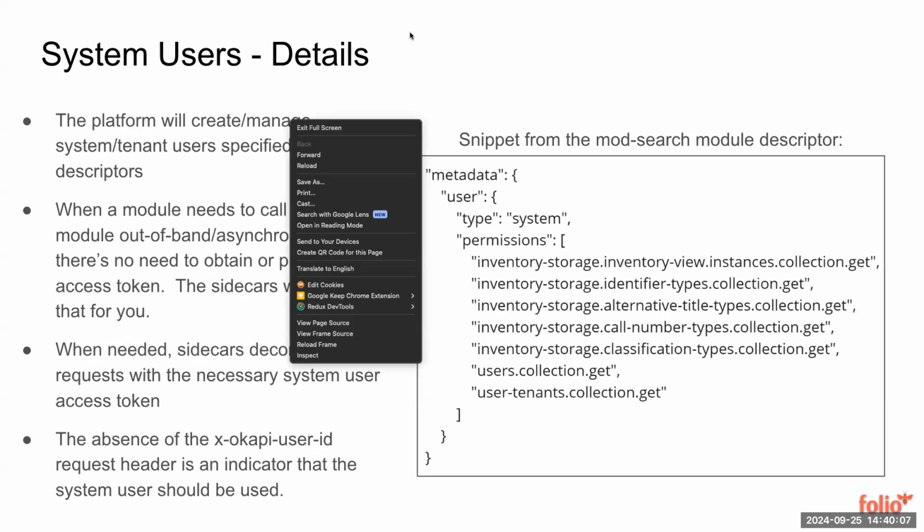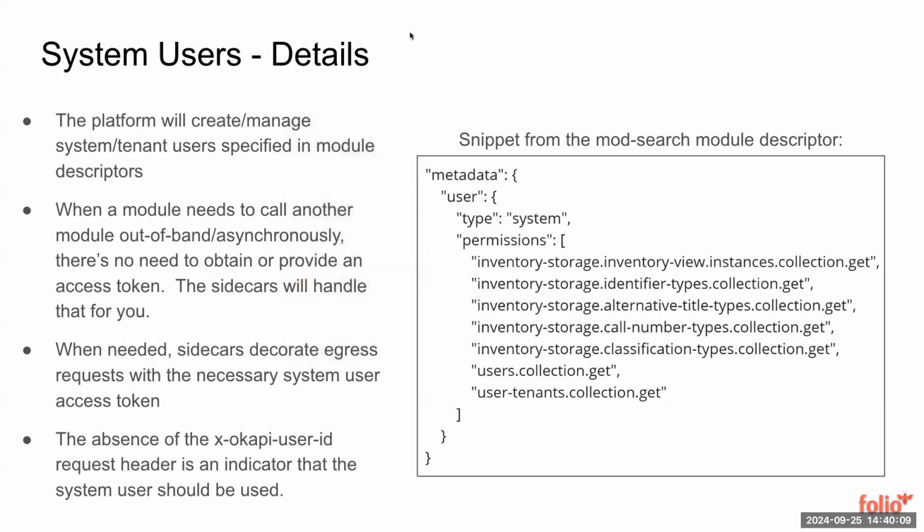So here's a few more details. Here's actually a snippet from the mod-search module descriptor. You can see it's in the metadata section of the module descriptor, and underneath that we have user. It's a type system, so this is a system user, and here are the permissions that you need to assign to it. This is all managed by the system, and the sidecars play a role here as well, in decorating the request in that module-to-module case, right?